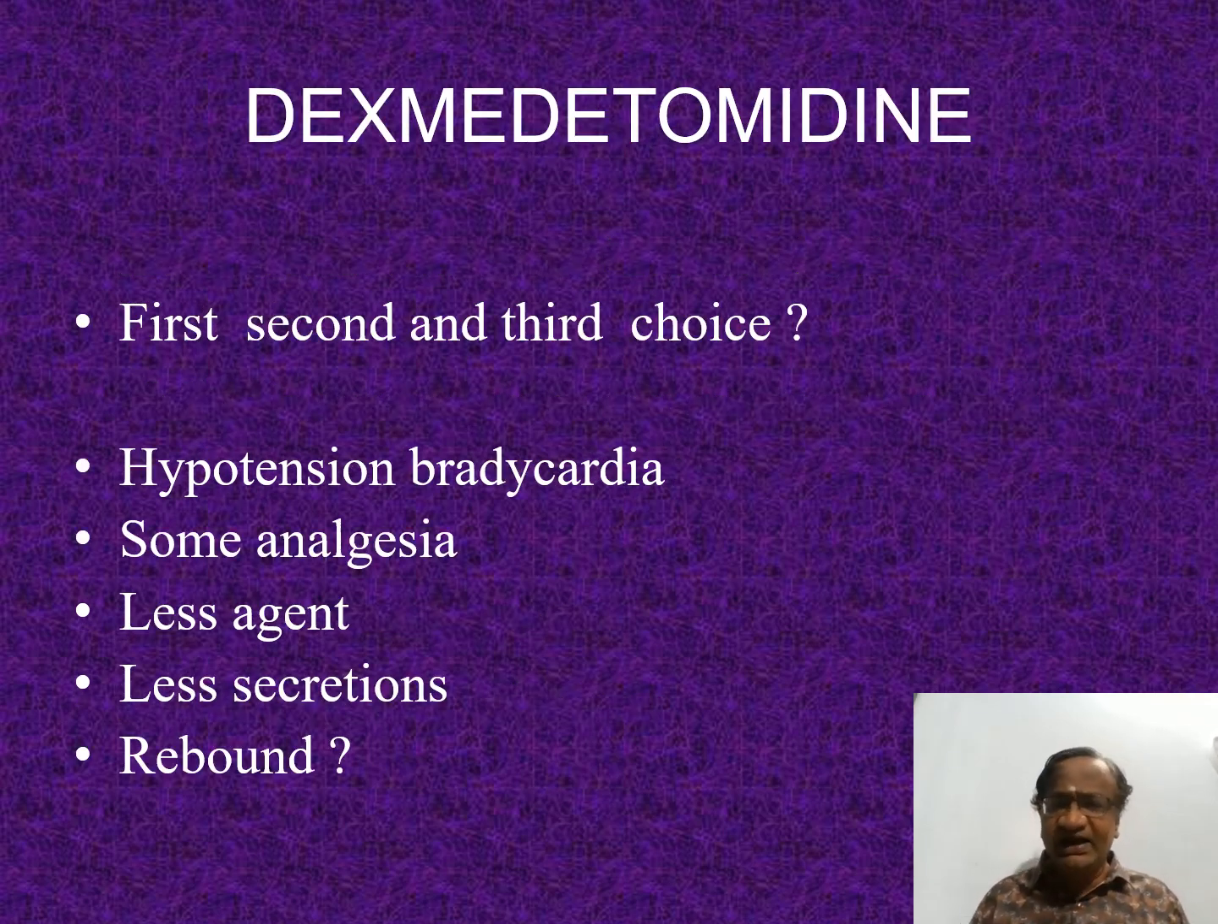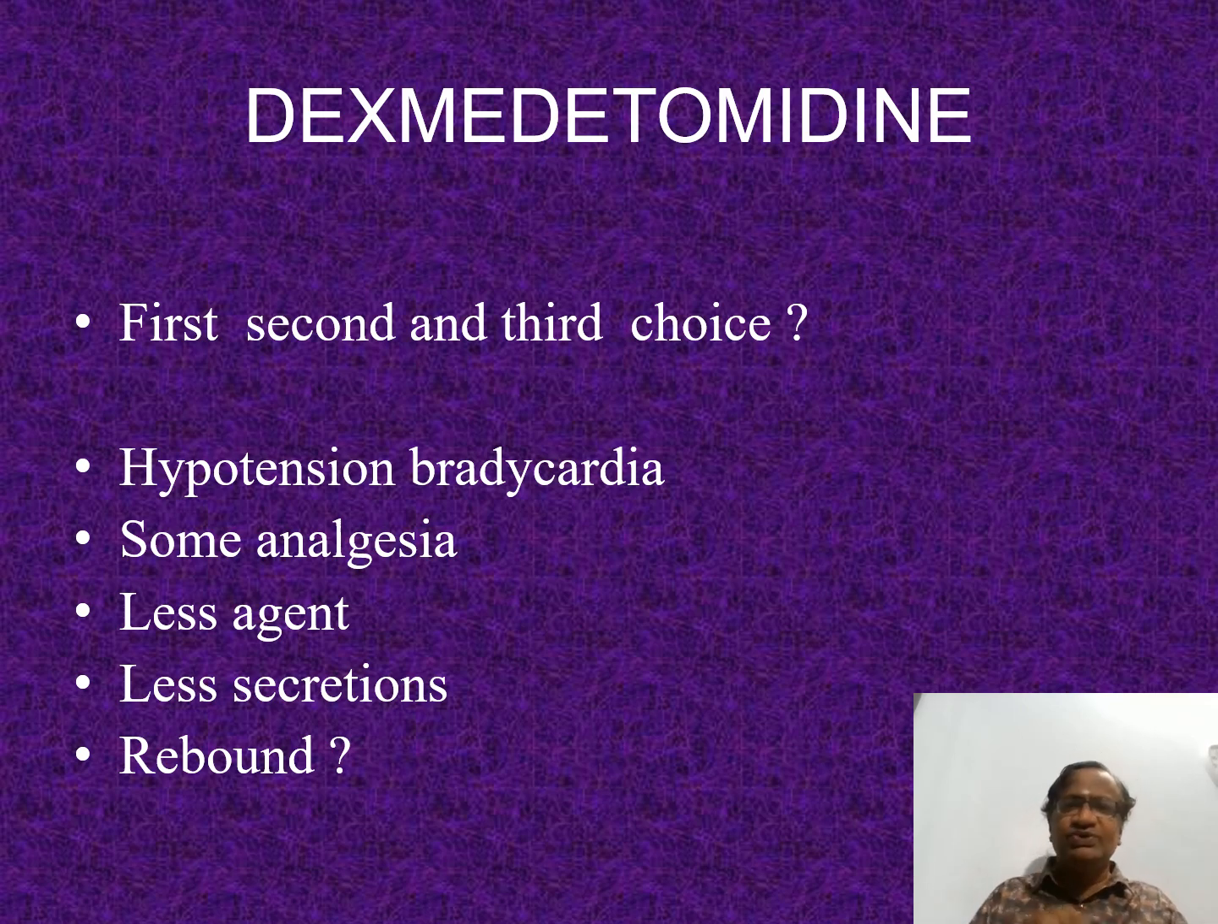As previously we said, we start the case with isoflurane, increase isoflurane to 2 MAC, then we start some drugs, then we start your NTG infusion, and this goes on. First choice, second choice, third choice, like that. Then it gives some amount of magnesium.